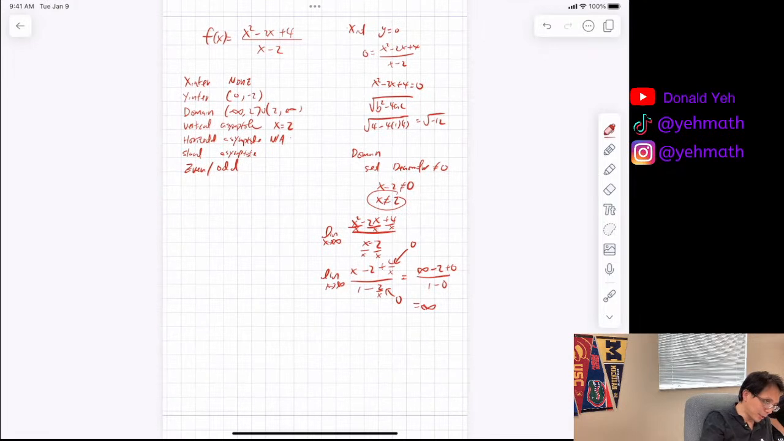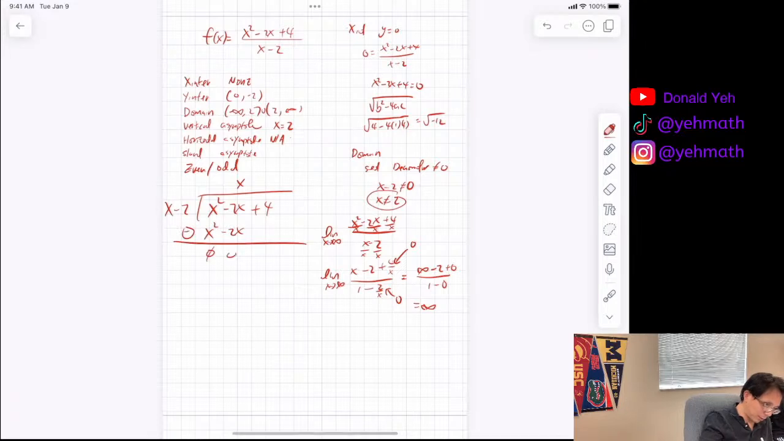Slant asymptote. Here's the main character of the day. So slant. Now, am I gonna test you for slant? Probably not. But I still have to teach you just in case. So what you're gonna do is a long division. x and x squared minus 2x. Again, subtracting, this is gonna be 0, 0, and 4. So this is equal to x plus 4 over x minus 2.